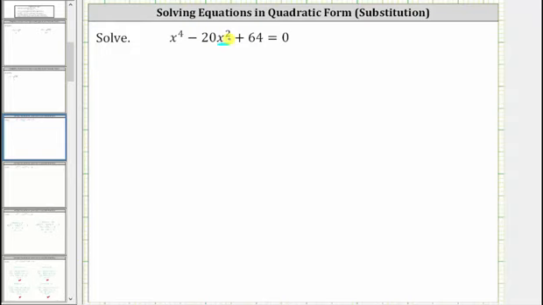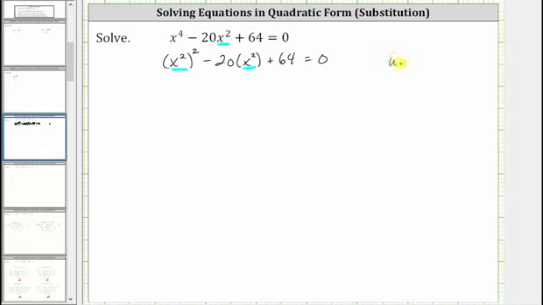And if we square x squared, or square x to the second, we do get the first term of x to the fourth, which means we could rewrite the equation as the square of x squared minus 20 times x squared plus 64 equals 0. At this point, we will introduce a new variable so that we can write the equation as a quadratic equation. We will now let the variable u equal x squared and then perform a substitution.